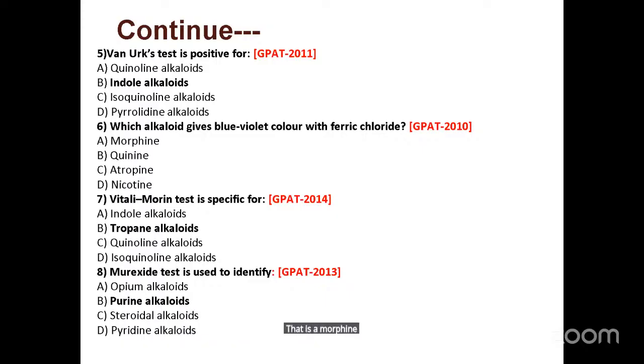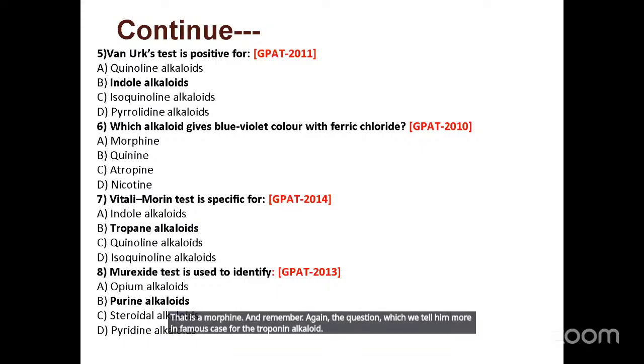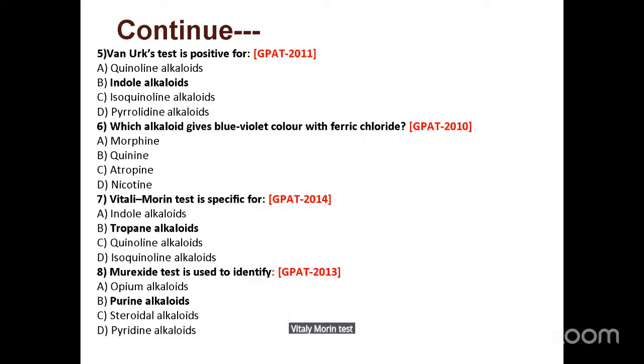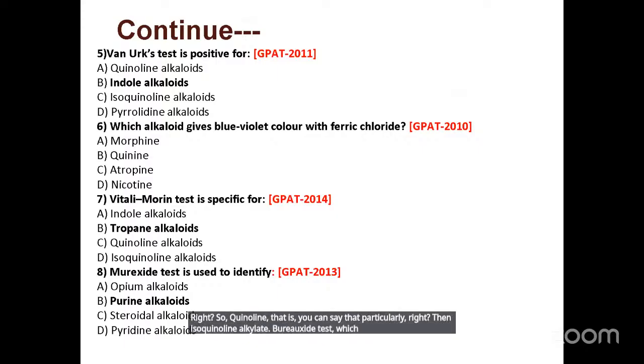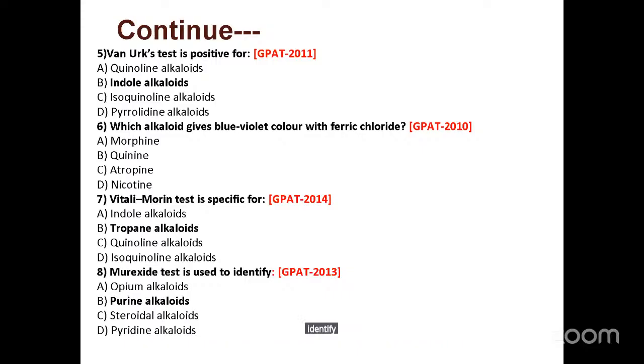And remember, again the question which will be asked: Vitali-Morin, a famous test for the tropane alkaloid. The Vitali-Morin test is specific for the tropane alkaloid. Then here there is the indole alkaloid, tropane alkaloid, indole alkaloid. We have seen which test for the indole alkaloid? Van Urk test. Which test for the quinoline alkaloid? Then isoquinoline alkaloid. The murexide test is used to identify the purine alkaloid.